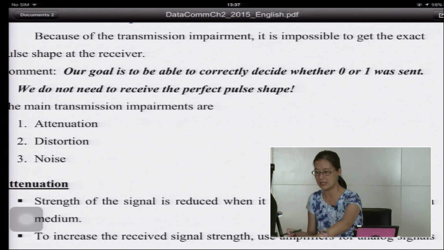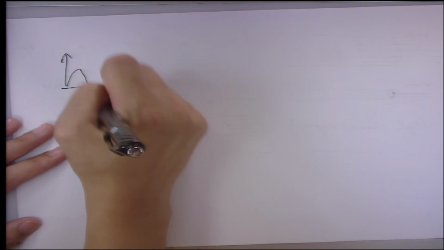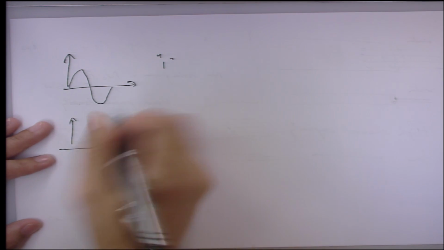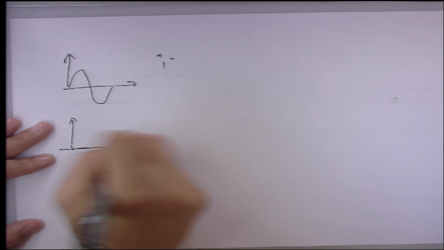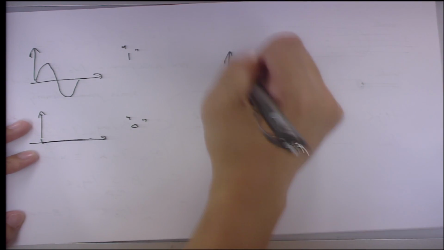Now let's look at an example. If you say this is my 1, and this is my 0, where 0 is sending nothing, then you receive something like this.